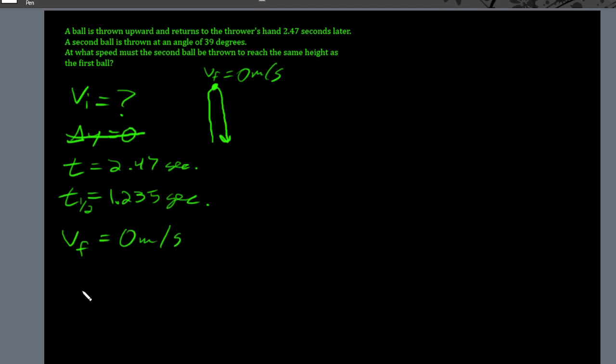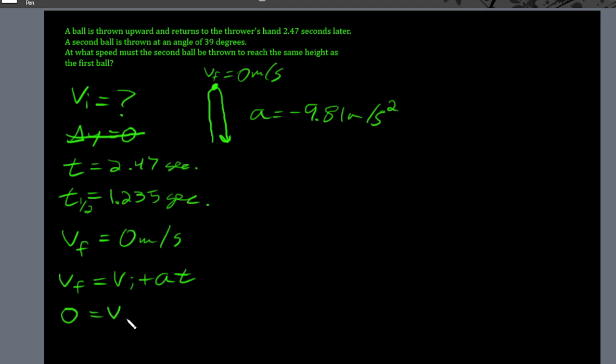So with all that in mind, I'm going to say VF equals VI plus AT. I didn't write A down, but hopefully you remember that the acceleration due to gravity is 9.81 meters per second squared for this problem. So VF is 0, and that's equal to VI minus 9.81 times 1.235.